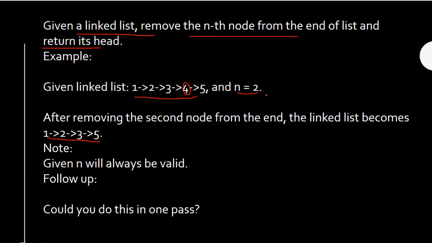So if we are given n to be 1, then we remove 5, we return the rest. If we are given n to be 3, then we count from behind, we remove this 3 and return the rest. So now there are different ways you can approach this problem, and you can assume that n will always be valid. That is, n will always be within the range of the size of the linked list.